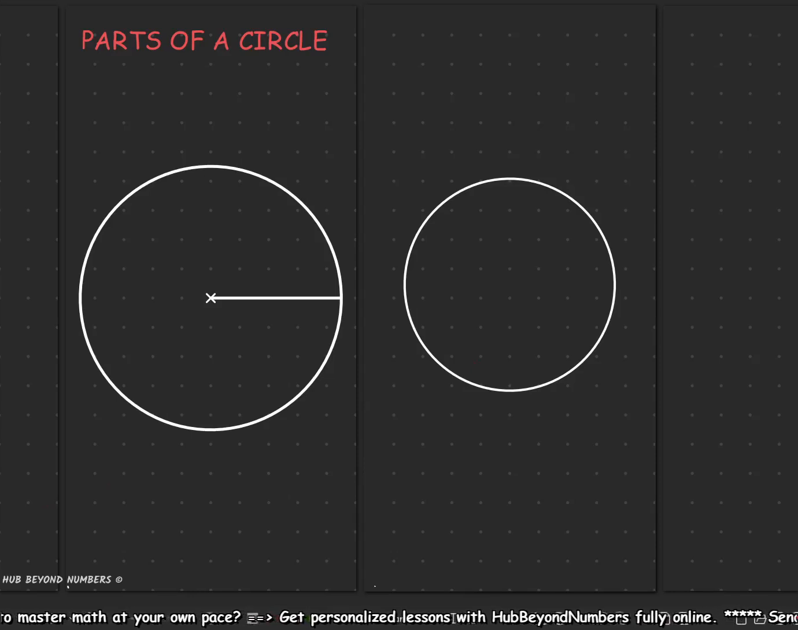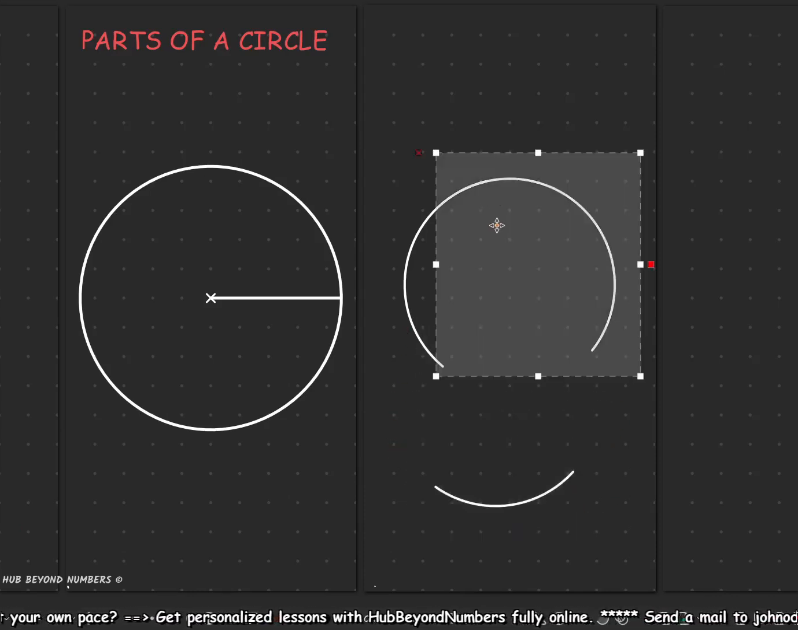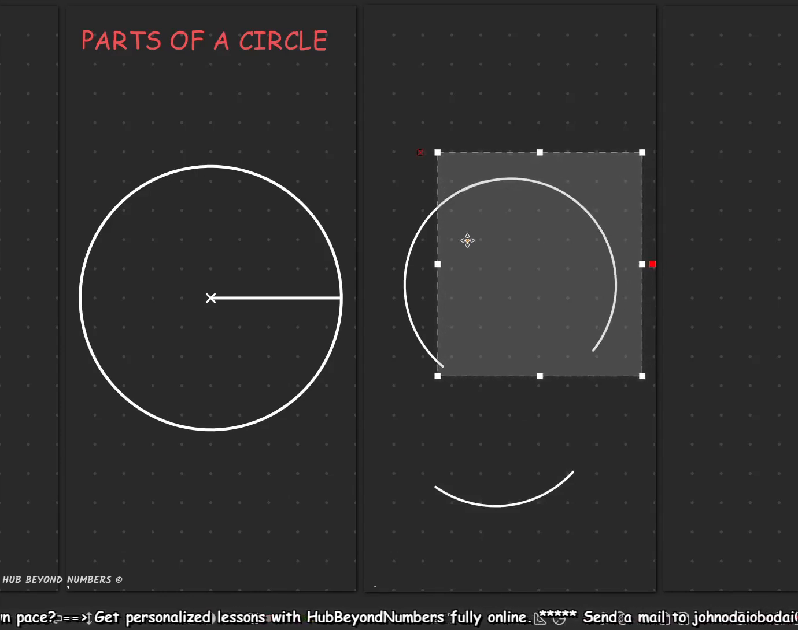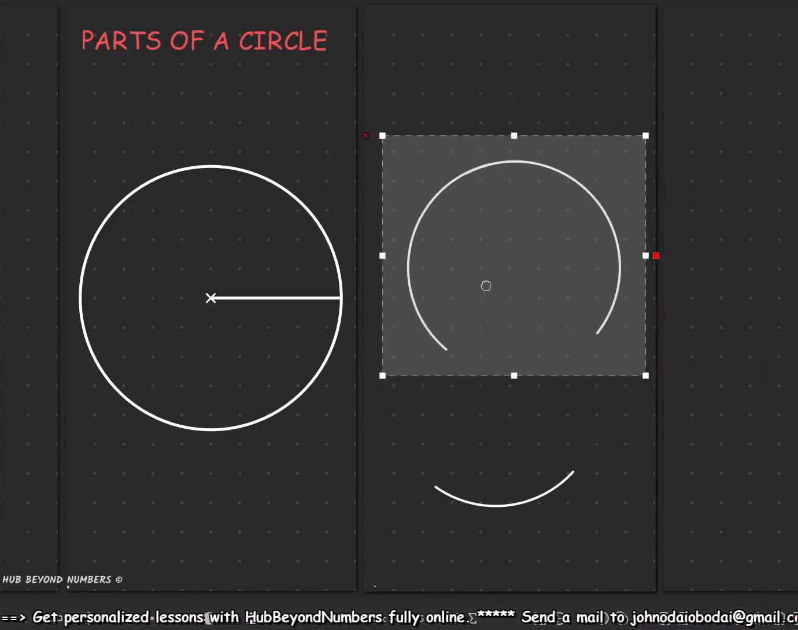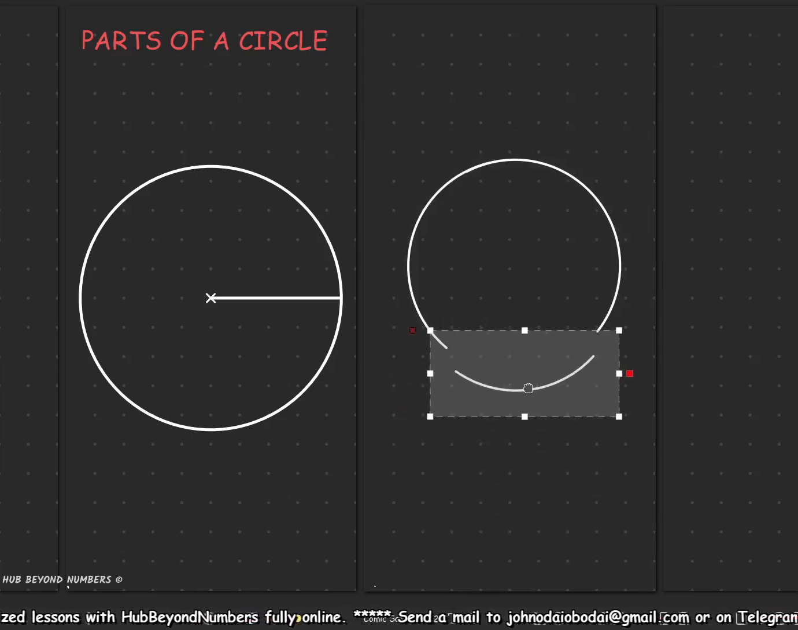I have formed how many arcs? Two arcs. One is smaller and the other is bigger. So this is my first arc, and this whole thing over here is my second arc. The bigger one is called a major arc, and this smaller one would just be a minor arc. So that is it about arcs.